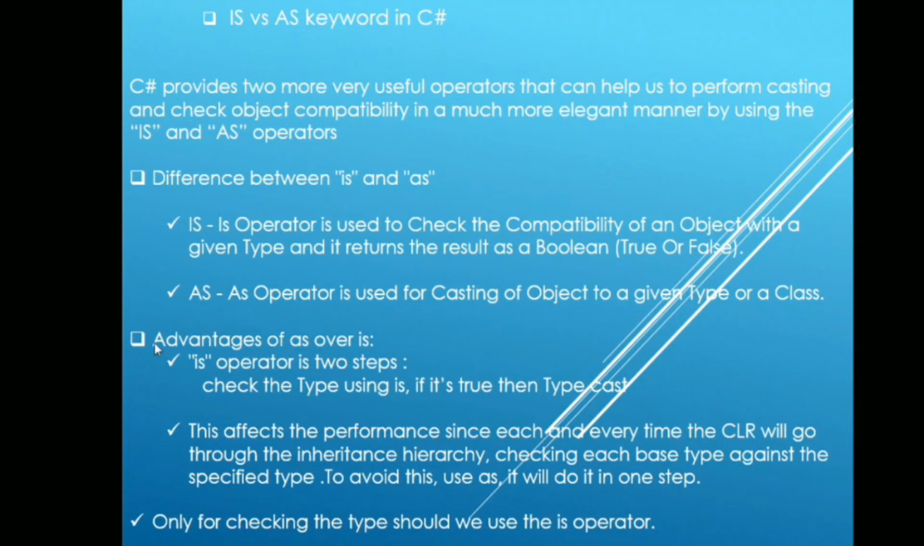So just to summarize, the advantage of as over is: the is operator is a two-step process. In case of the is operator, you need to check the type first. If the type is compatible, then only you can typecast. Whereas in case of the as operator, you can simply typecast. It's a one-step process.